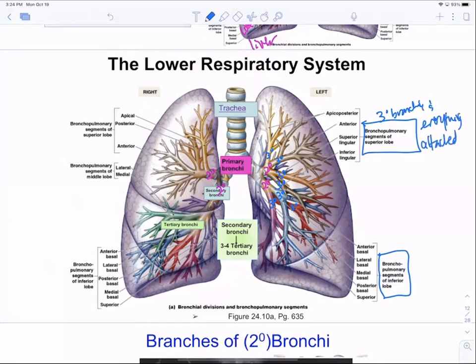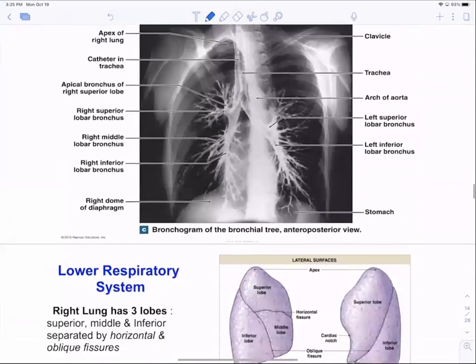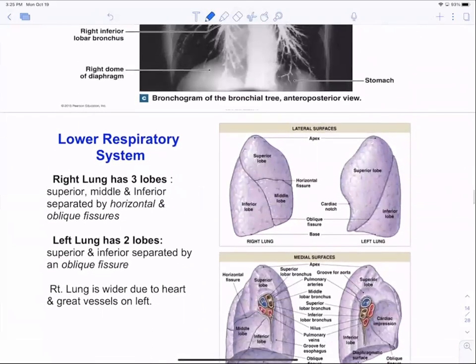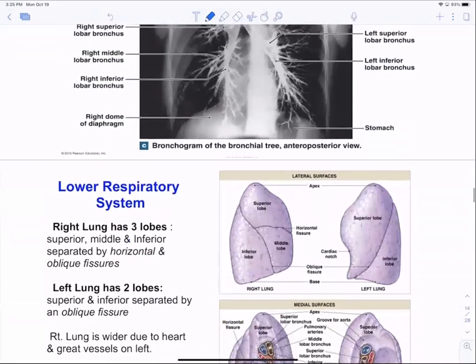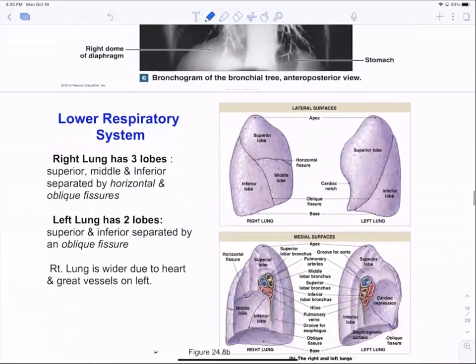attached downstream, right? And so you can see these tertiary bronchi, and they're colored here, so you can see, right? So those are tertiary bronchi. So it's kind of like a 1, 2, 3. And that kind of just shows you a bronchogram.